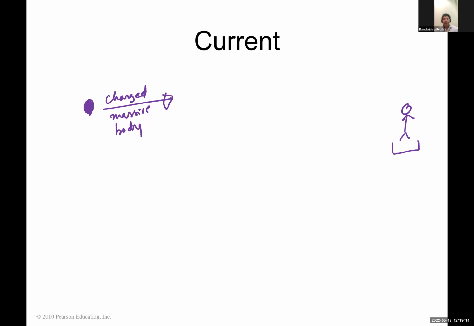Yes. So now imagine that you have a charged body, and this charged body is moving. As the charged body is moving, what is it moving through? It is moving through space. So as it is moving through space, the electric field is also moving along with it.